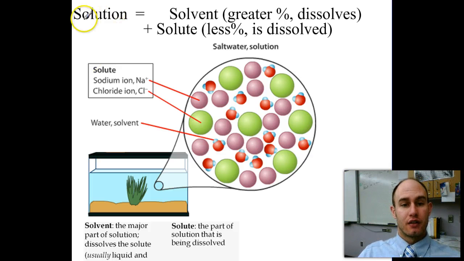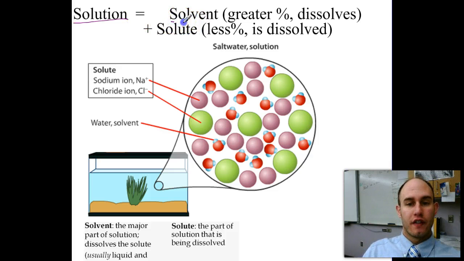So you need to understand that a solution has a solvent, which is the greater percent and does the dissolving, whereas the solute is the lesser percent, or what is dissolved. An example here is salt water, where the solvent is the major part of the solution. Usually it's going to be water, and the solute is the part that is being dissolved. So these are two very important concepts to make sure that you understand for the solute and solvent definitions.